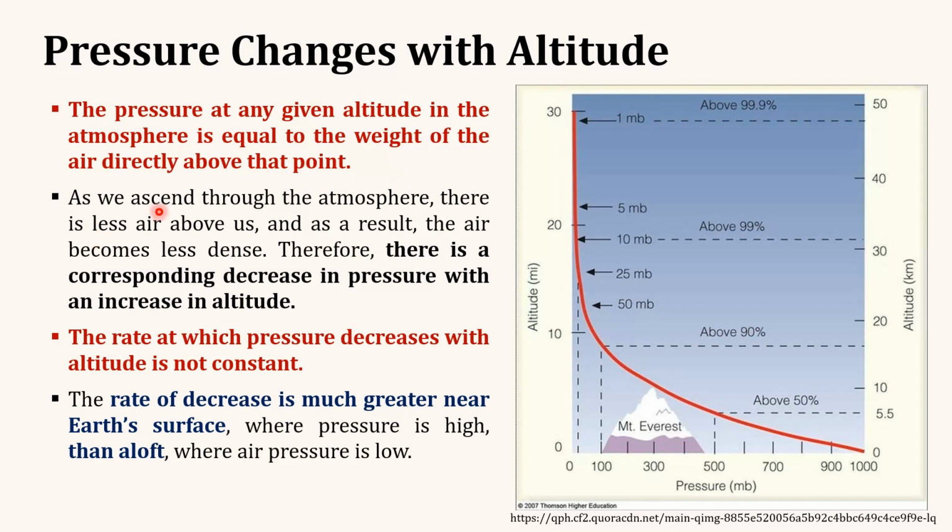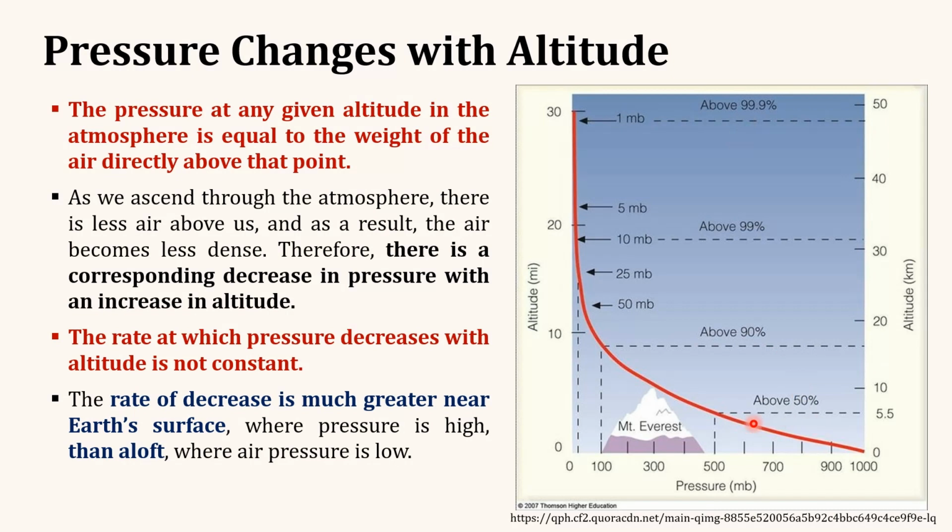As we ascend through the atmosphere, there is less air above us, and as a result, the air becomes less dense, and therefore there is a corresponding decrease in pressure with an increase in altitude. This image is a representation of the change in pressure with altitude. Here on the x-axis we have the pressure in millibar, and on the y-axis we have the altitude in kilometer and altitude in mile. And these values represent the concentration of the atmosphere.